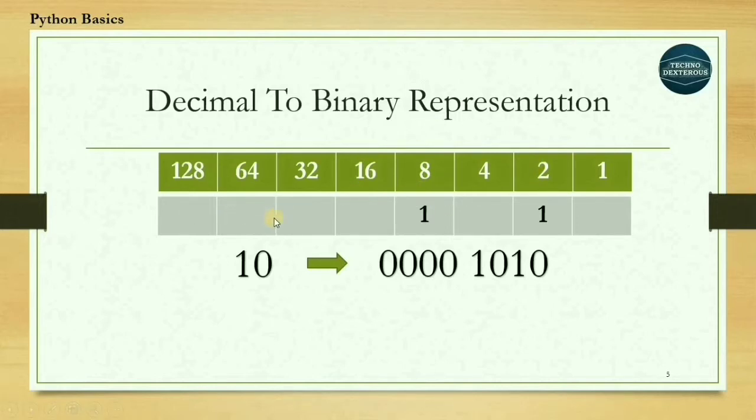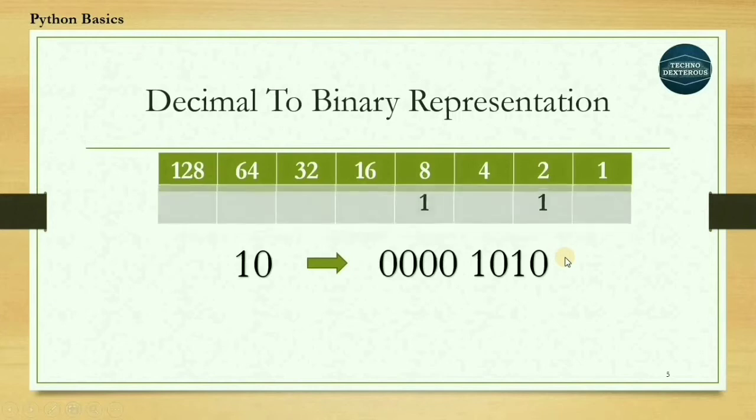The rest of the places will be zeros. That's why we get the first 4 digits as 0, the fifth one is 1, then again 0, then the sixth one is 1 and then again 0. In this way we can convert the number 10 into a binary number.